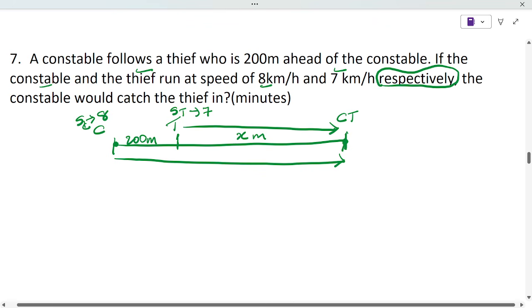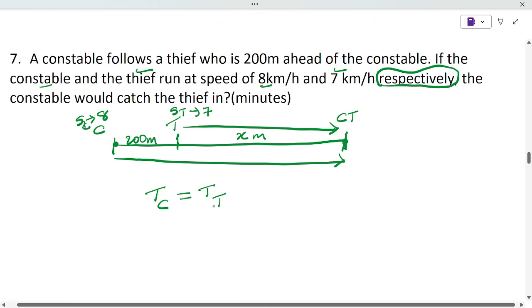But in terms of time, is it equal time or not? The constable has walked for 1 hour and the thief has also walked for 1 hour. Vice versa, the thief has walked 30 minutes and the constable has also walked 30 minutes. So their times are same. So with the help of that, let's say time of constable is equal to time of the thief.